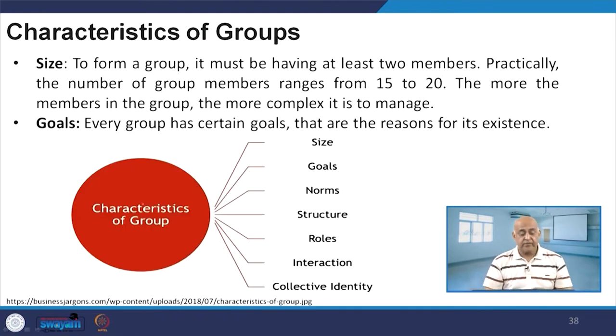So what is the size? To form a group, it must have at least two members, but practically the number of group members ranges from 15 to 20. And the more members in the group, the more complex it is to manage, right?